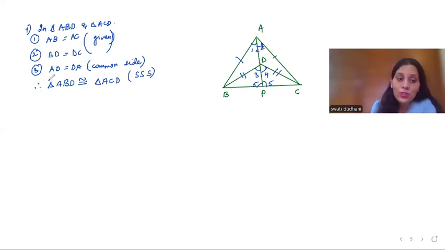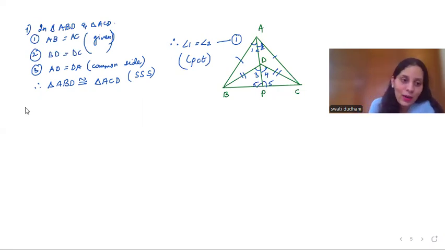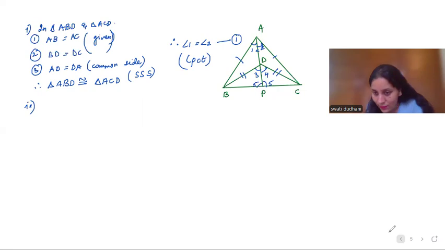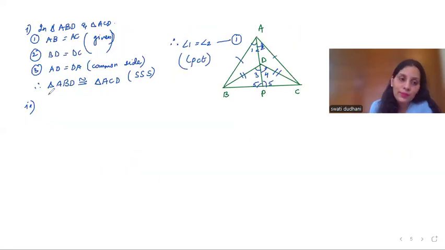So since the two triangles are equal, therefore angle 1 and angle 2 are equal by CPCT. What is CPCT? If the two triangles are equal, all the corresponding parts are equal. Now next bit here we have ABP, ACP. So let us consider triangle ABP and triangle ACP. So what do we have?